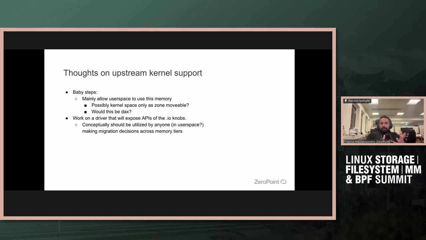And overall, we're thinking right now that we should work on a driver that will expose the APIs of these .io nodes. But then we're trying to understand how this will be utilized by anyone that is making tiering migration decisions. So that's all I had for now. Any thoughts or questions?